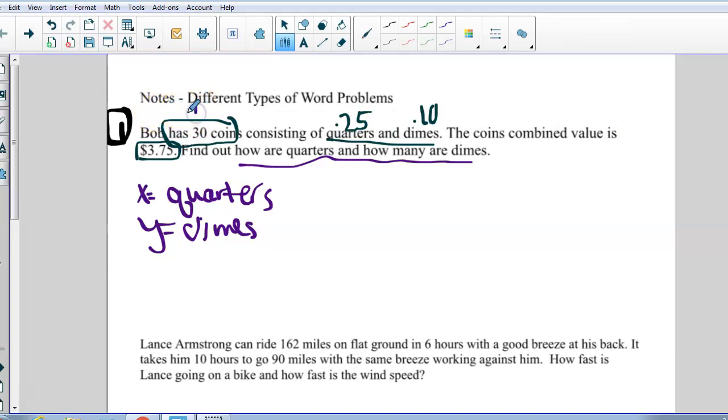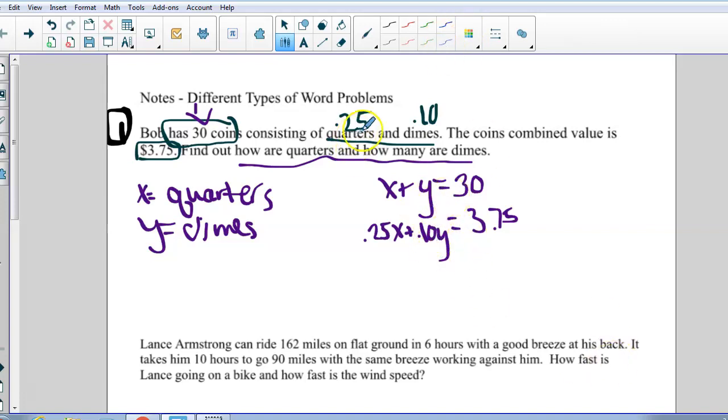So the first equation I'm going to write is in reference to the total of 30 coins. x and y represent my number of coins of each type, so x plus y gives me a total of 30. So x plus y equals 30. And then Bob has a total of $3.75, so we need to add up what we have for each amount. So I have 0.25 times x, so 25 cents times my number of quarters, plus 10 cents, or 0.10, times my number of dimes.